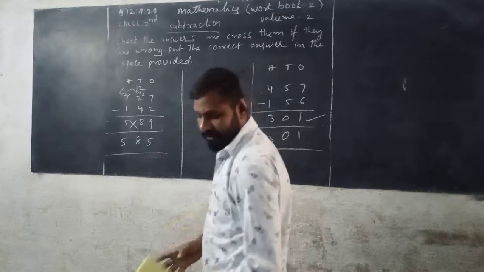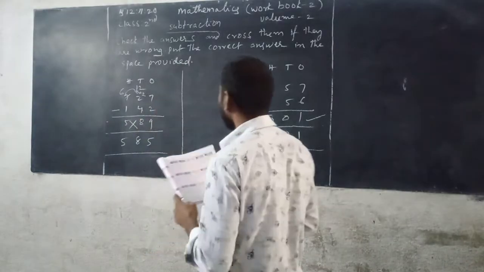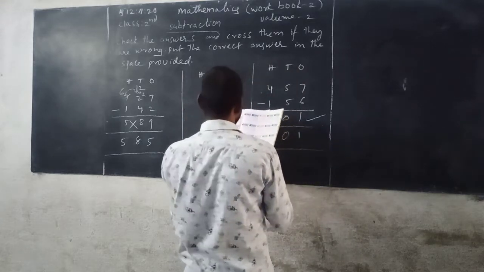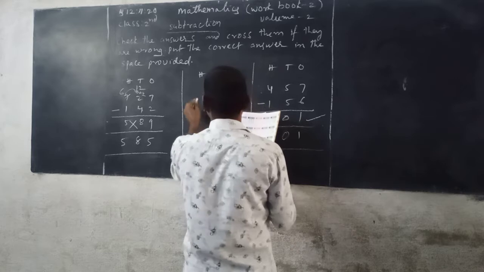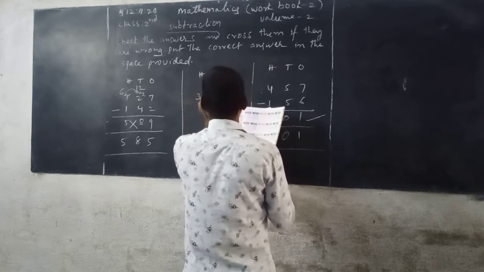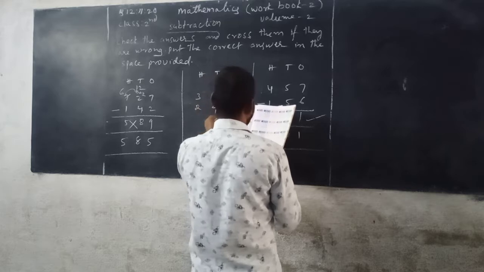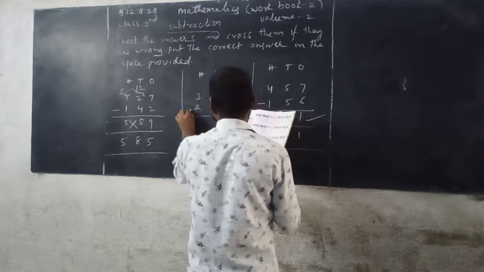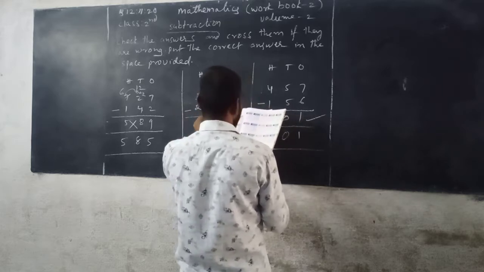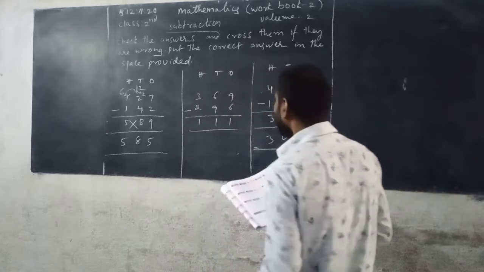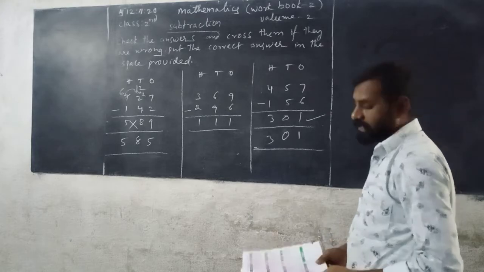Now next one, hundreds place, tens place, ones place. 369 minus 296. The given answer is 111. Once check it. First subtract the digits in ones place.